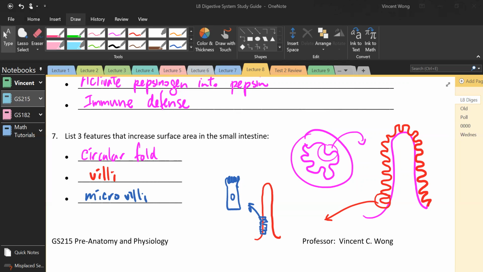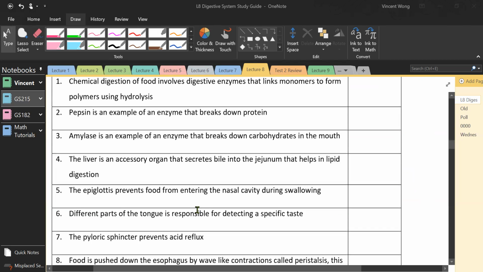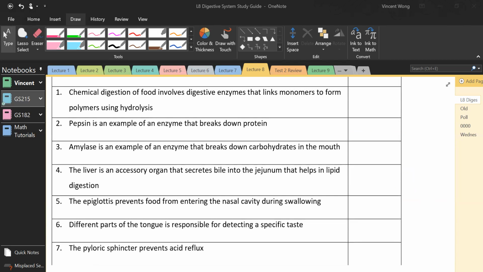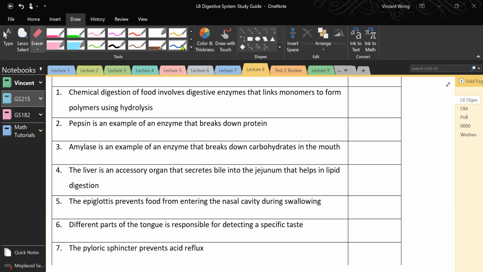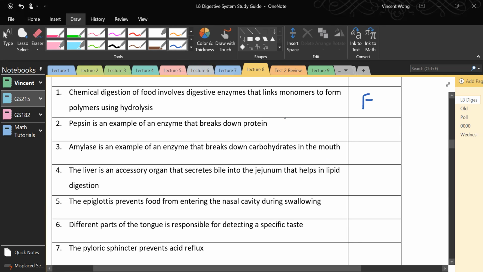Let's move on to the next part. True or false? First question: chemical digestion of food involves digestive enzymes that link monomers to form polymers using hydrolysis. That is not true. When you want to digest food, this is actually really wrong. You want to break polymers into monomers. We learned that last semester, right? The concept of monomers and polymers.